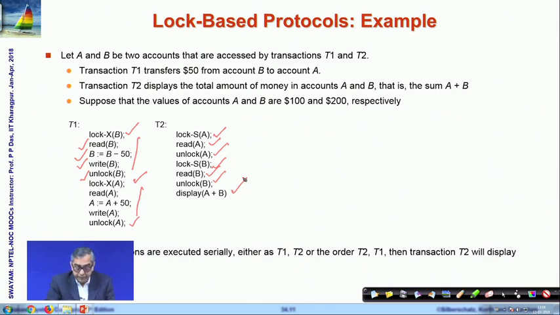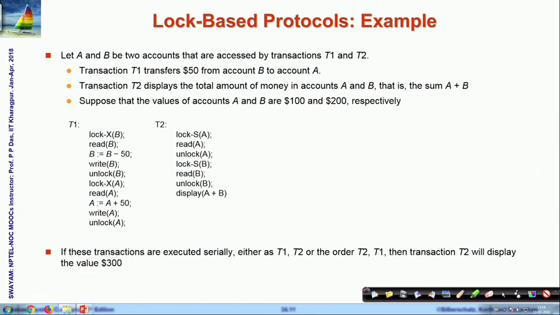Now, if these transactions are executed serially, that is T1 after T2 or T2 after T1, then the transaction T2 will always display the value 300, because 300 is the initial value that we will see if T2 runs first, and 300 is also the final value after T1, because only $50 has been transferred from B to A. So, the sum remains the same. So, the consistency of the database is maintained.